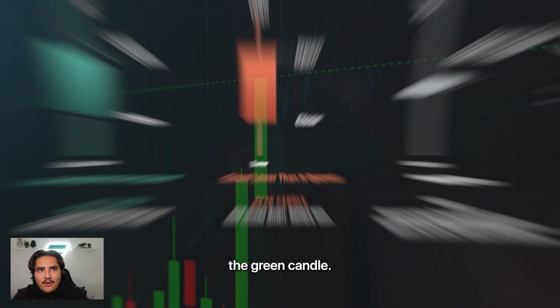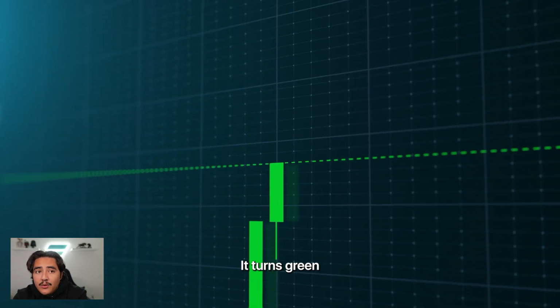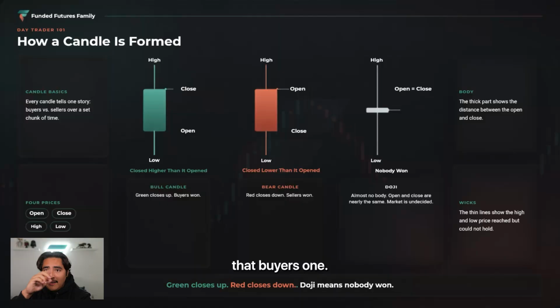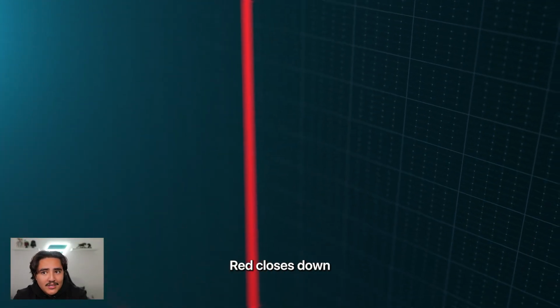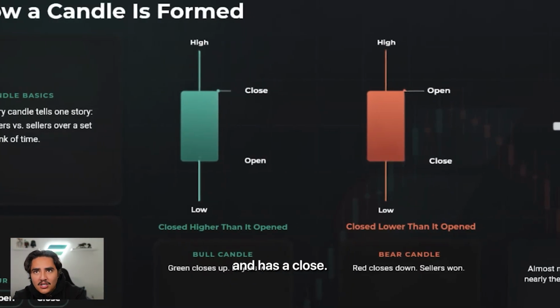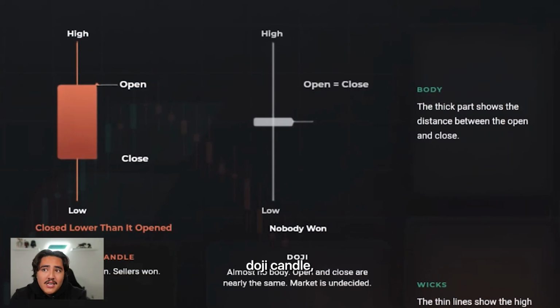Let's talk about the green candle. The green candle is considered a bull candle. It turns green when it closes up, and it basically means that buyers won. And when we have a bearish candle, that is a red candle. Red closes down, that also means that sellers won. It has an open, a close, a high, and a low. We also have a doji candle.